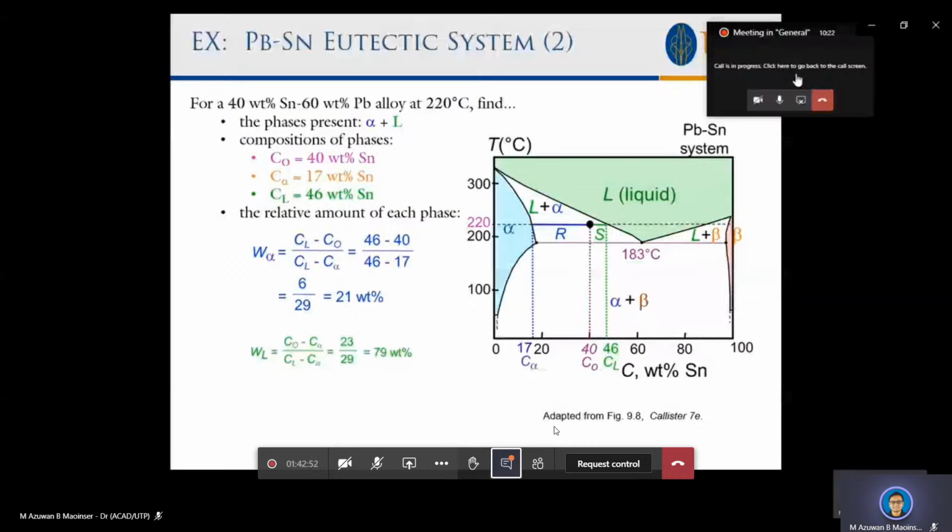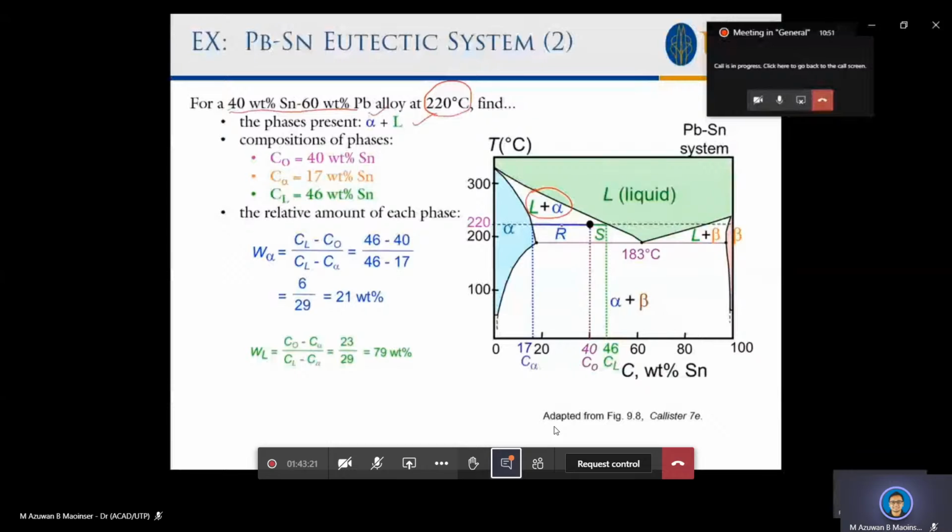We are moving our point. Okay, now where are we? We are at 40, 60, no problem, but now the temperature is changing. We are moving into this region now. This is the point of interest. What are we? We are actually liquid and solid alpha. So alpha and liquid. Okay, what is the composition of the phases that we have?